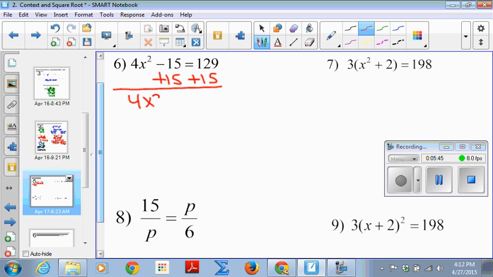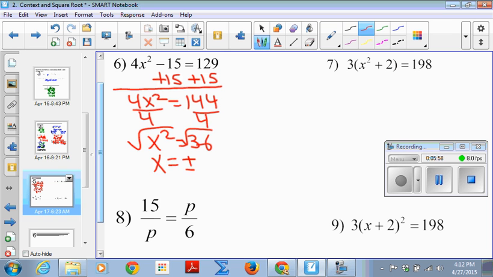Got 4x squared equals 144. Divide both sides by 4 to get x squared equals 36. We square root both sides, and x either equals positive or negative 6.